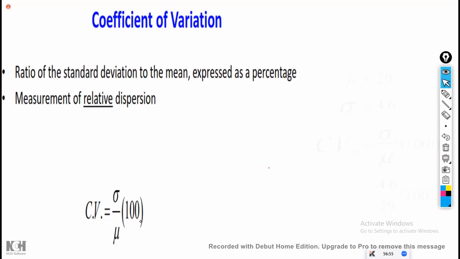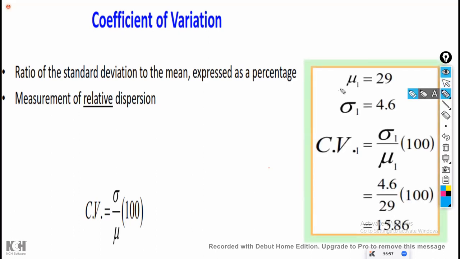For a given data set, first we are going to calculate the mean value. From that, we are going to calculate the standard deviation. Coefficient of variation is nothing but sigma by mu into 100, which is sigma 4.6 divided by mu 29 into 100. For the given data set, whatever the mu and the standard deviation are, that gives the coefficient of variation, which is the ratio of the standard deviation to the mean.